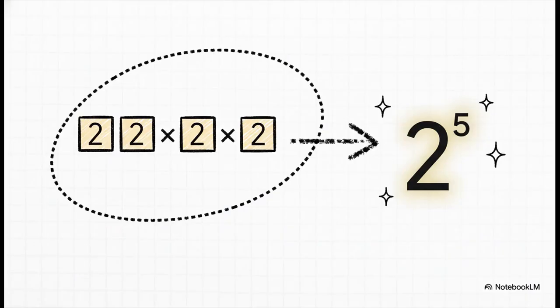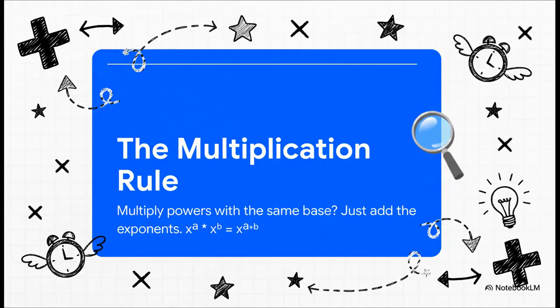Now, let's put it all together. And right there, that's the aha moment. If you just count them up, we've got 5 2s all multiplied together. So how do we write that with an exponent? Easy. It's just 2 to the power of 5. And that brings us to the first big rule. When you're multiplying powers that have the same base number, you don't have to do all that expanding. You just add the exponents. So 2 plus 3 gives you 5. This rule is a total game changer, a huge time saver.